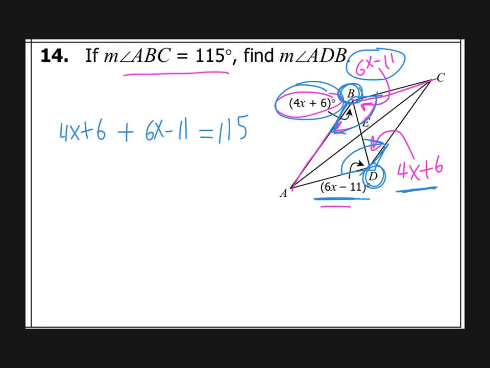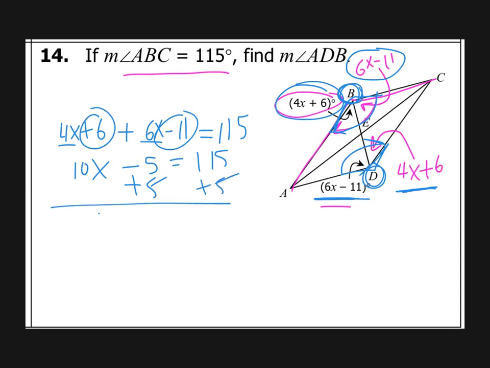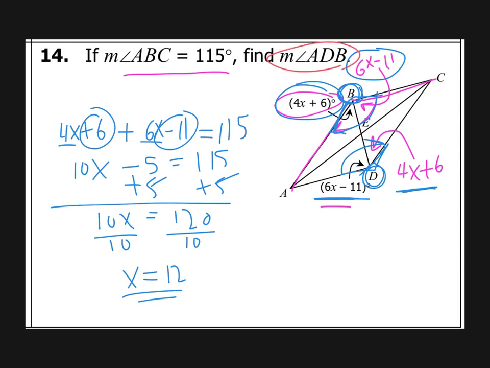Now what? Let's take our 4x and 6x, combine like terms. Positive 6, negative 11, that's minus 5 equals 115. Add 5, 10x equals 120. Divide by 10, divide by 10, x equals 12. All right, folks, we got an x equals 12. Are we done? Oh no, they want us to find the measure of angle ABD.